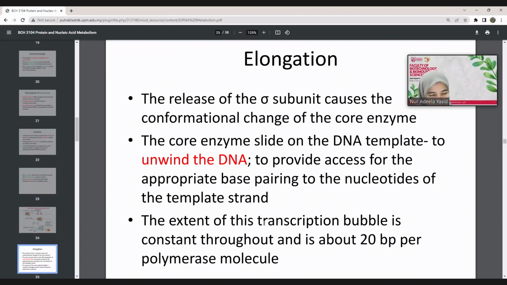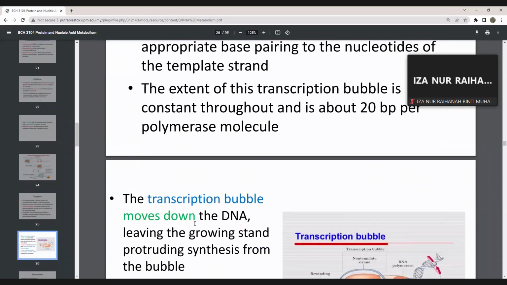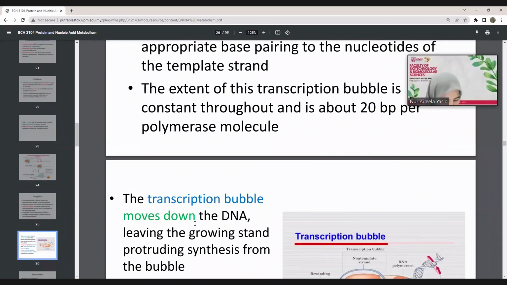As elongation proceeds, the DNA is continuously unwound. So what is the transcription bubble?